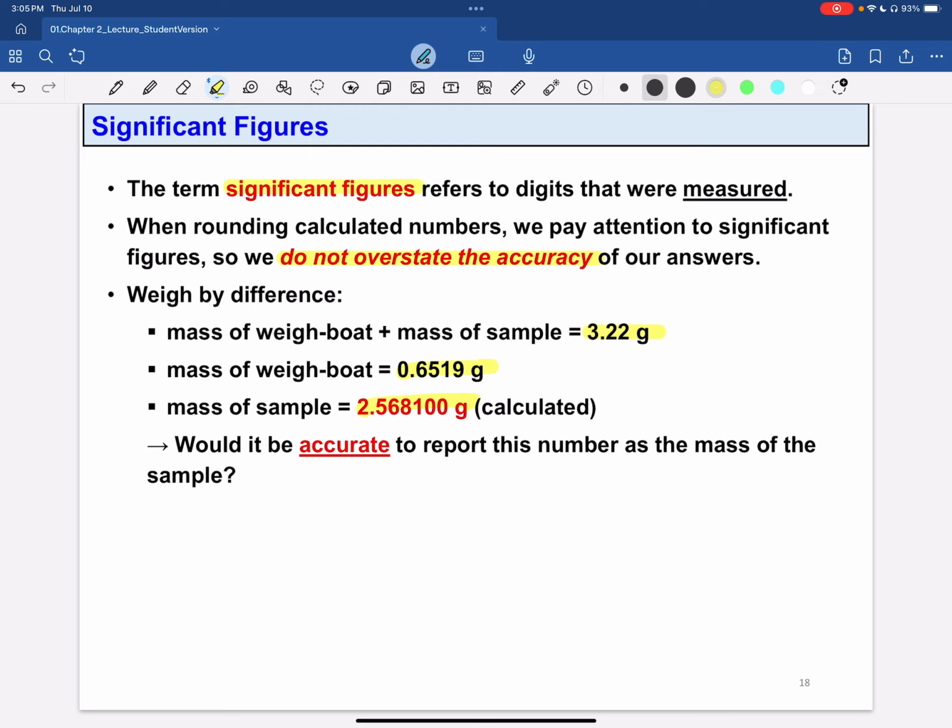However, would it be accurate if we report these numbers as the mass of the sample? The answer is no, because this number has 6 decimal places, but none of the measured numbers have 6 decimal places. That's where significant figures come in, and they have several rules that you have to pay attention to.